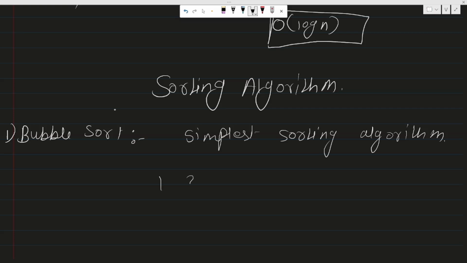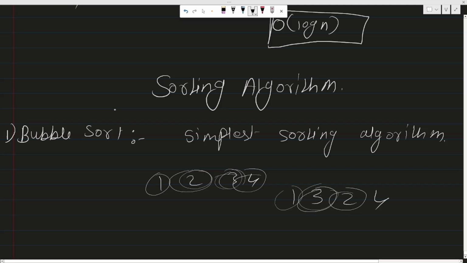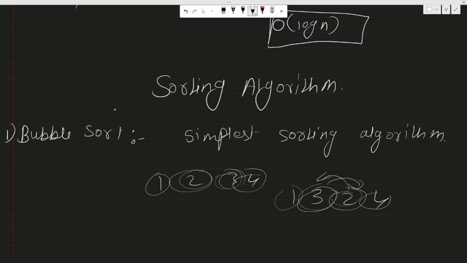Like if we are taking 1, 2, 3, 4, it first compares, it's okay, then again compares, okay, then again compares, okay. If it's 1, 3, 2, 4, then it checks, compares, okay, then checks, then swaps, then okay, and then again compares. So this is what is meant by bubble sort.